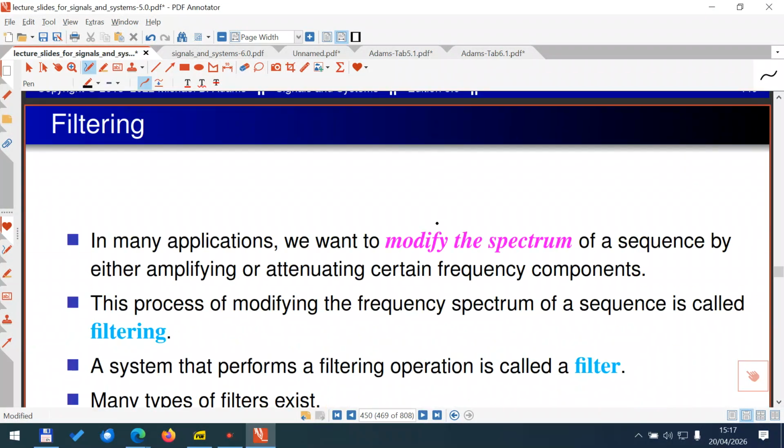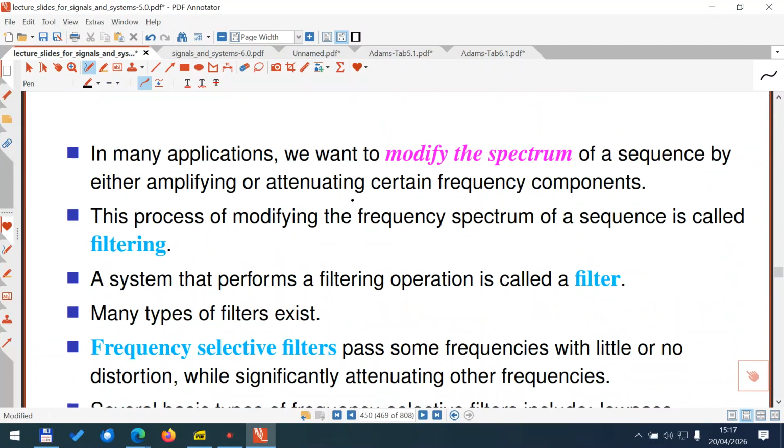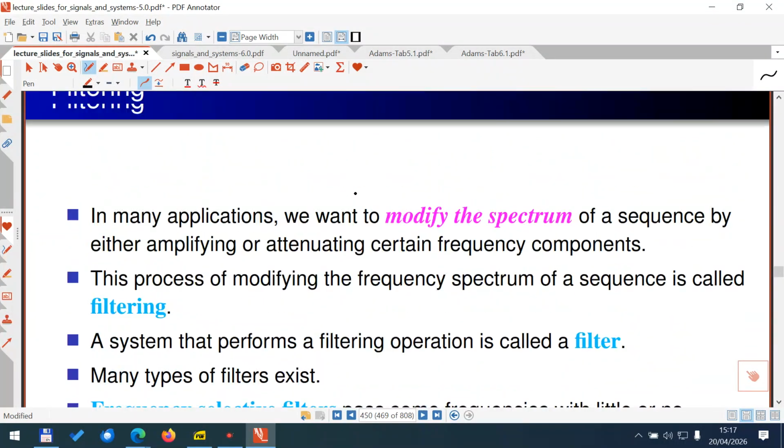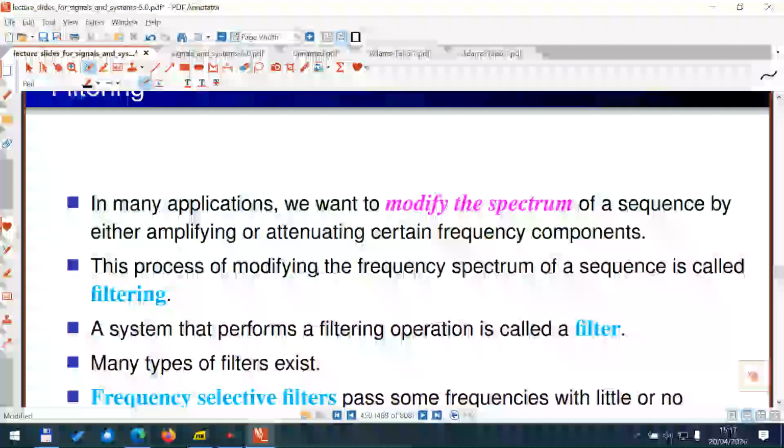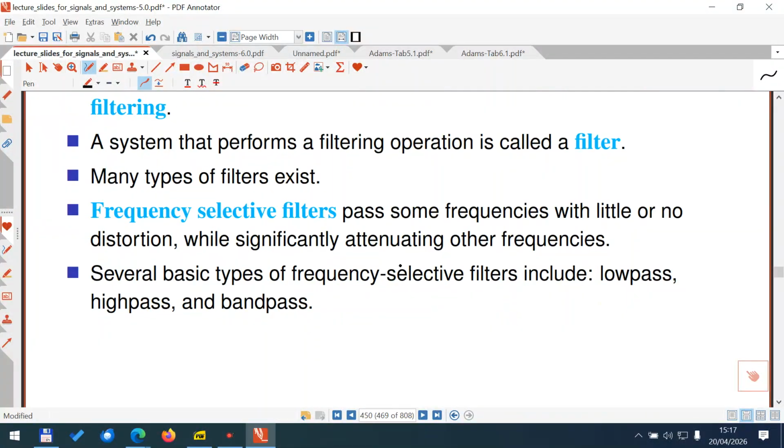ये LTI वाली चीज आप पढ़ लें, इसमें कोई नई चीज नहीं है, ठीक है? The only new thing you will hear is the filtering, but filtering is something I already told you in continuous time.